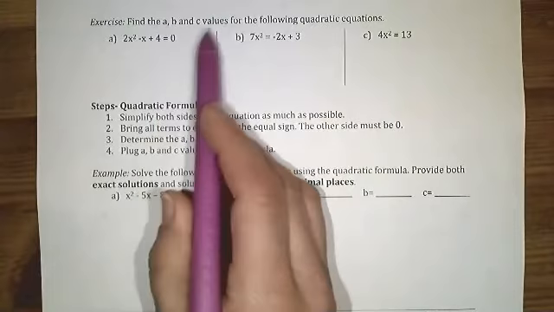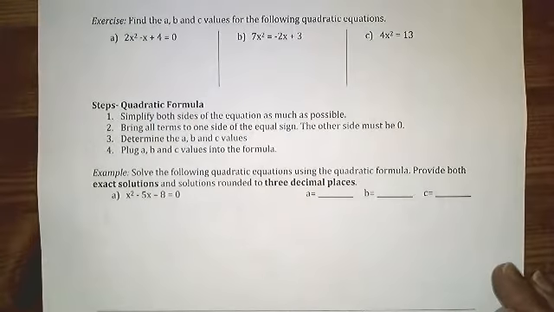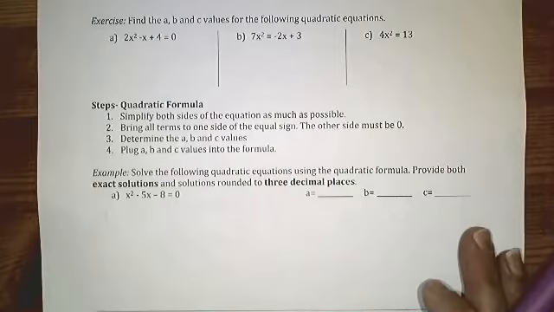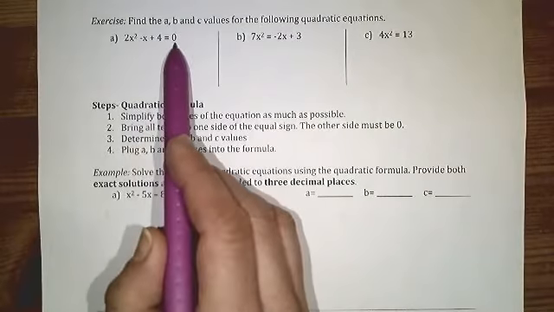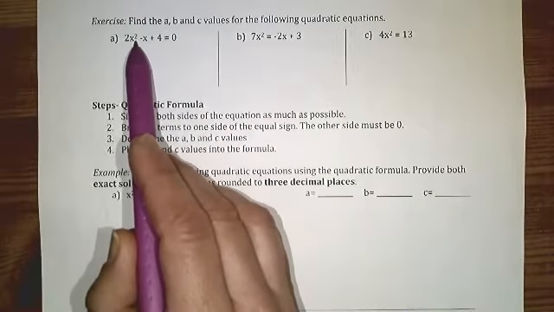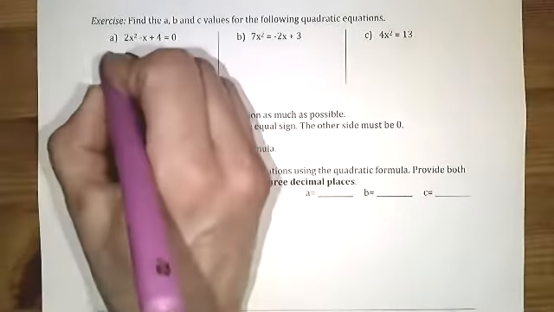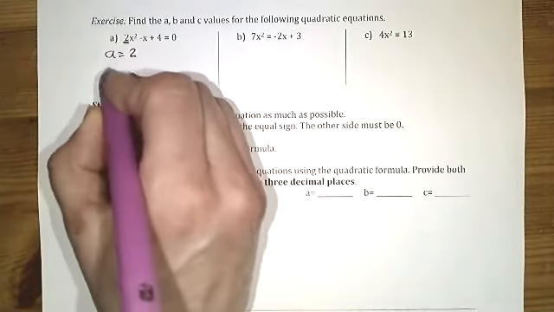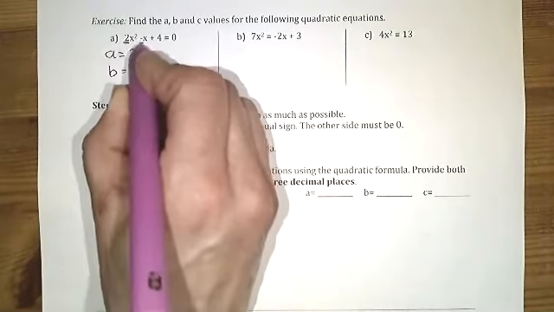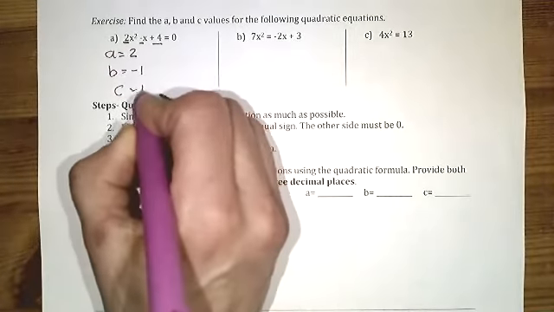Find A, B, and C for the following quadratic equations. We're not using the formula here. We just want to set up the equation and identify our A, B, and our C. So the first thing we're going to look for is if it's in standard form: x squared, then my x, then my constant equal to 0. And this one is. So I can just write out what my A is. It's going to be 2. The B will equal -1. And the C will equal 4.